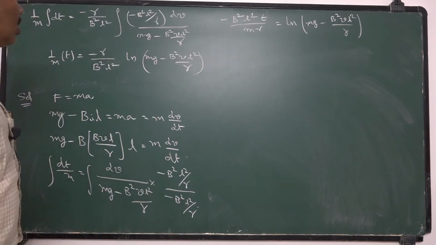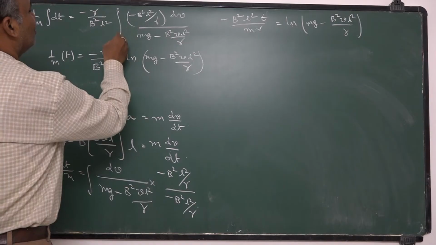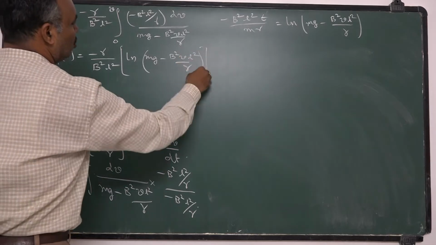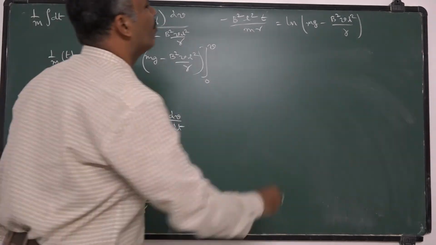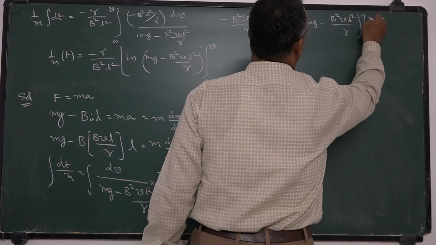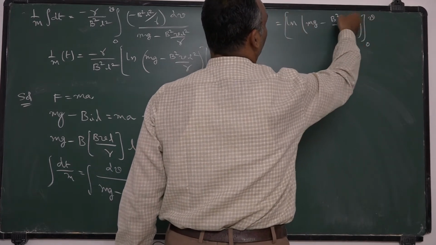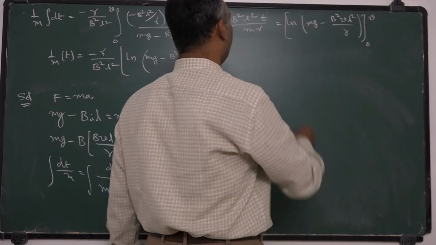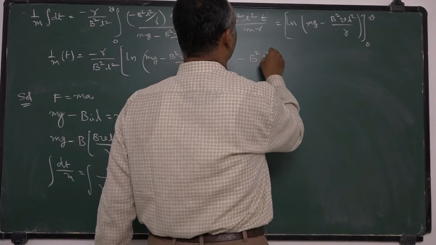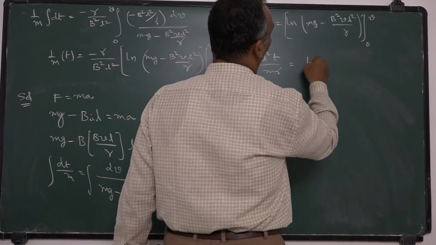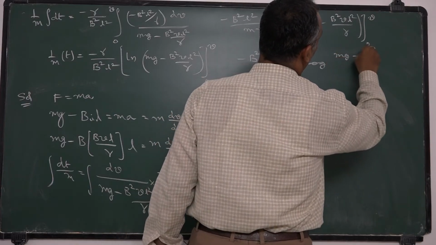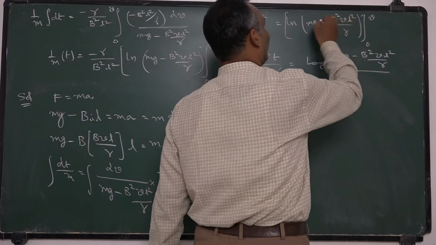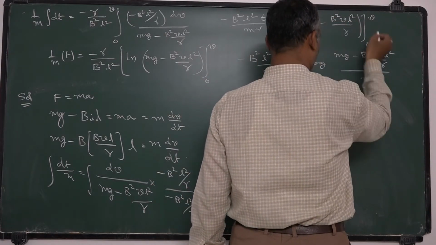Here limits also are to be taken into consideration. Velocity changes from 0 to v. So limit also you should take into consideration, 0 to v. First of all I need to substitute v in the place of v. Next I need to substitute 0 in the place of v. Log a minus log b is log a by b. So you will be left with minus b square l square t by mr on the left hand side, log of mg minus b square v l square by r, and the second time when you keep 0 here, mg is only left over. Log a minus log b is log a by b.